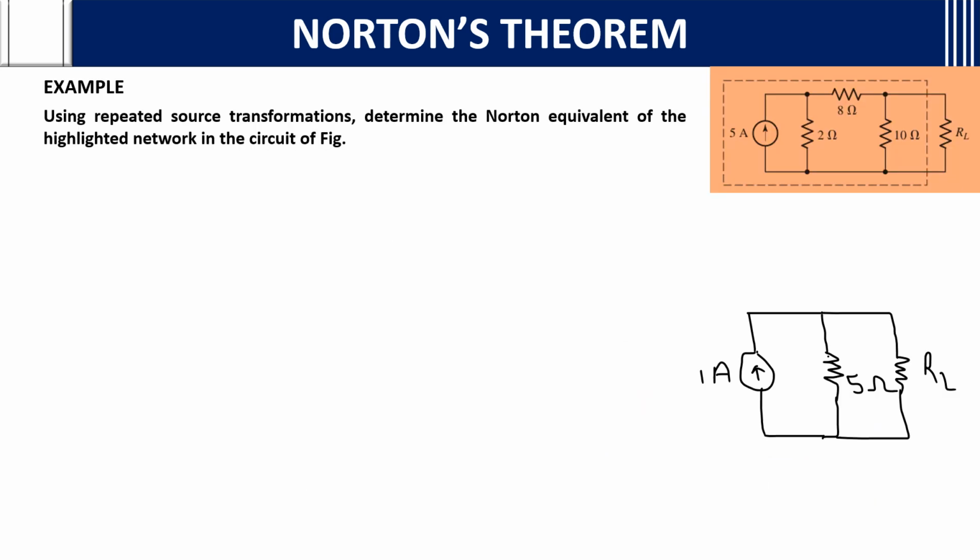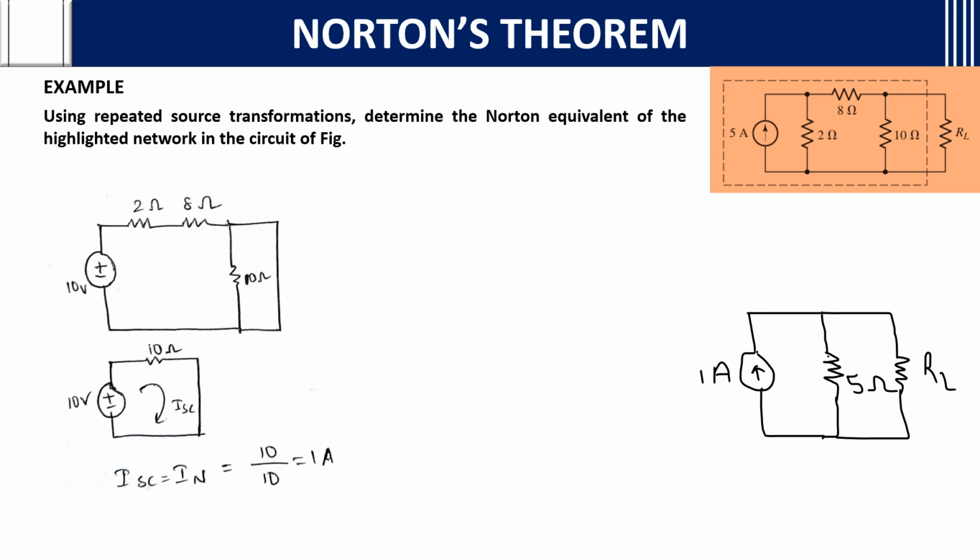Using repeated source transformations, determine the Norton equivalent of the highlighted network. First, we need to do the source transformation. I and R are in parallel, so it can be converted into a voltage source, V. We will get 10 volts. We'll see how it is going to look. This is how it looks.